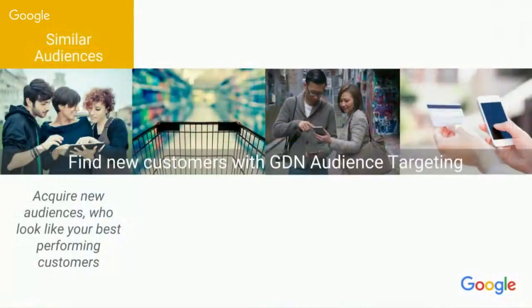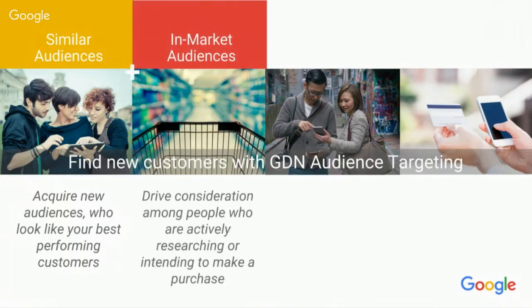First, similar audiences is lookalike targeting. It helps you automatically find people who look like your best customers. For instance, if you're a fashion retailer, it helps you reach people who look like people who have already bought a handbag from you.